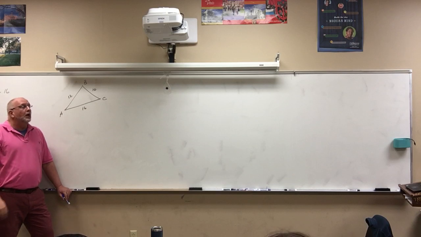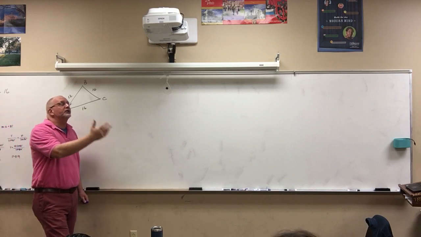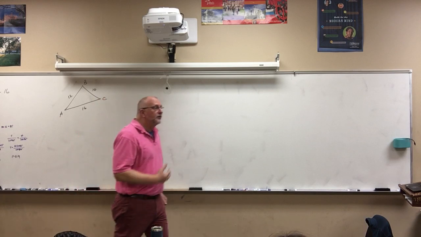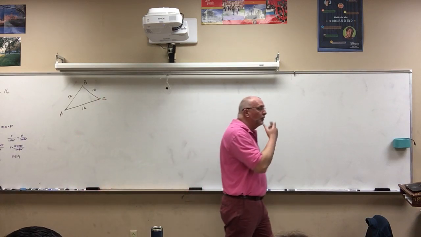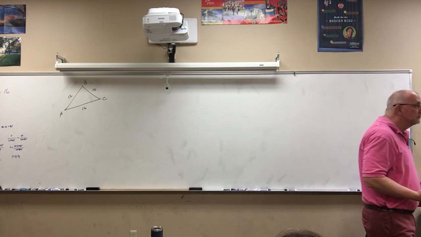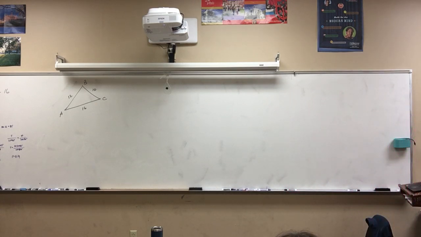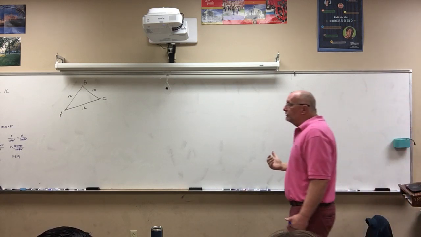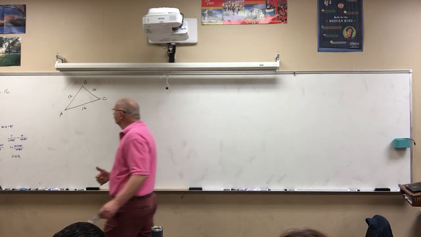So in order to use inverse sine, for example, or inverse cosine, I'm going to have to create a right triangle. There isn't a right triangle here. What did we do on the house on the hill? You drop an altitude. Yeah, drop the base.